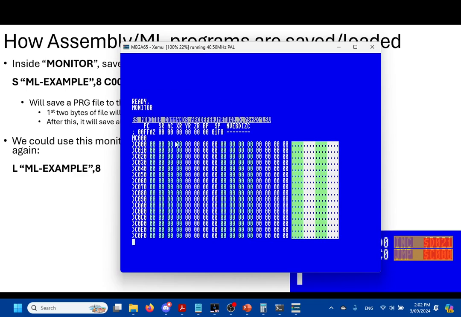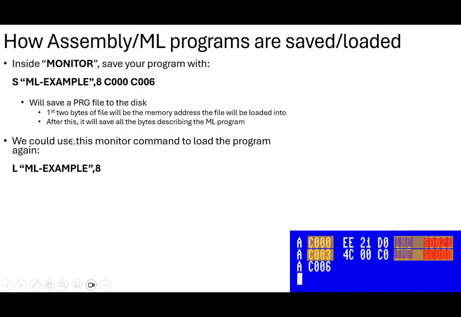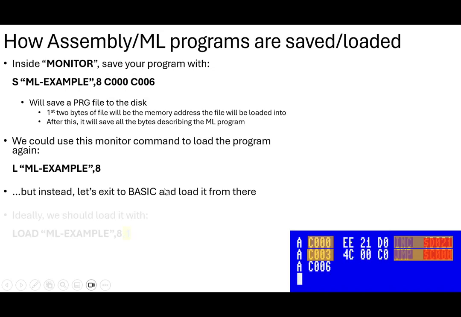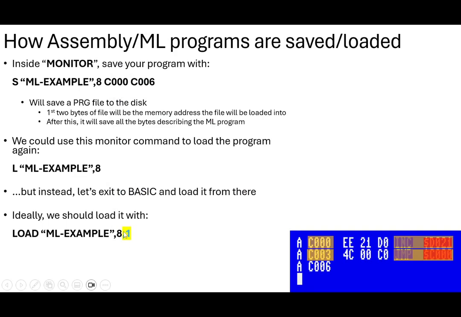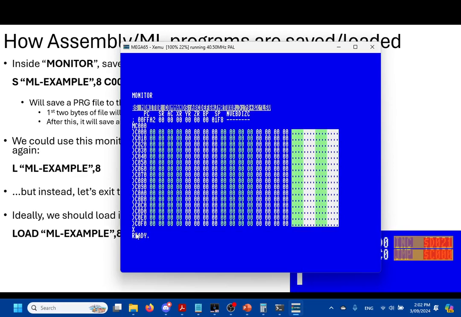we see it's all zeros again. So we could reload it via the monitor too, via this L command, but let's not do that. Instead, let's exit to BASIC and load it from there. So ideally, we should load it with comma 8, comma 1. Because remember, this comma 1 is the flag that's going to say, please pay attention to those first 2 bytes of the program that specify what address to load to. Okay, let's try that now.